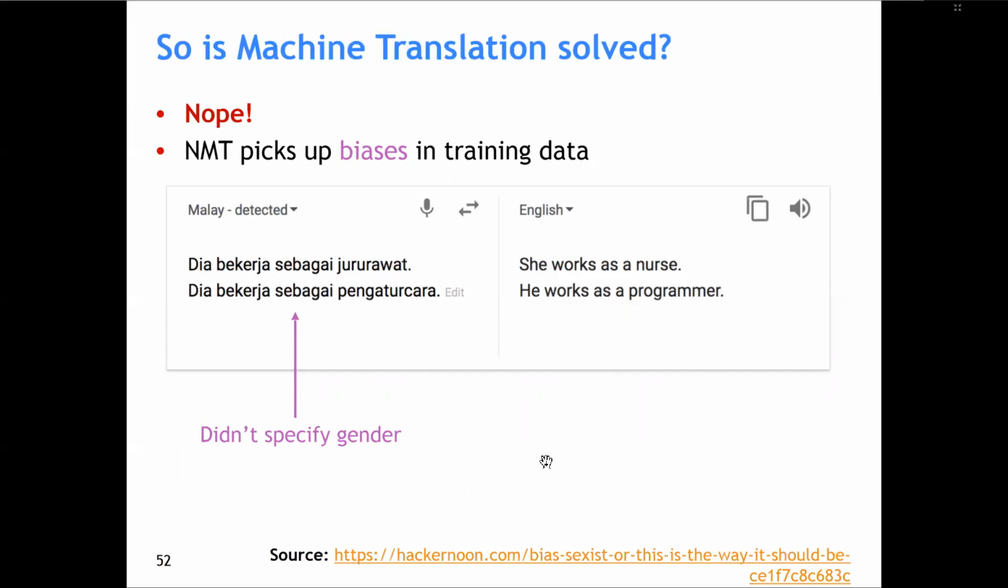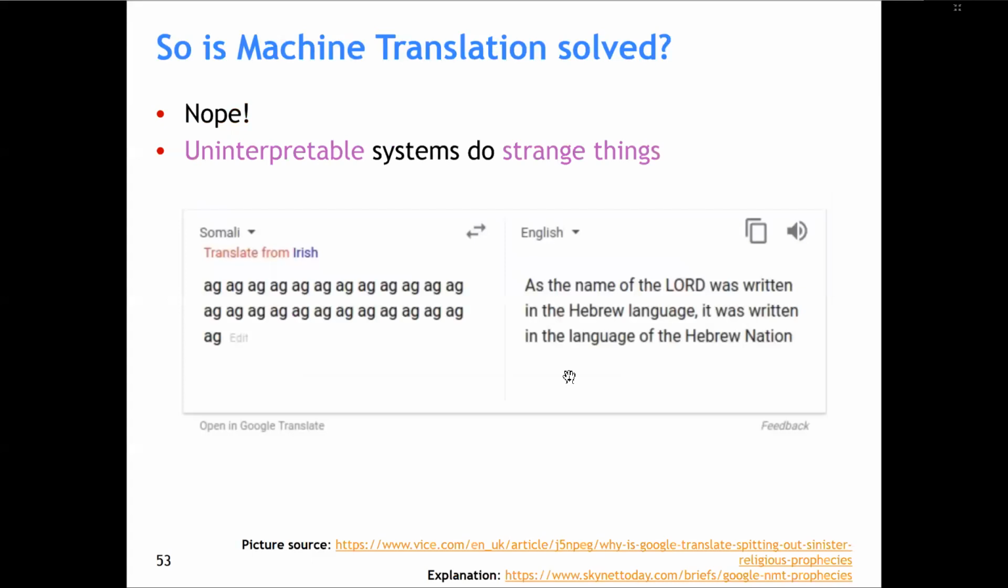Also, machine translation can pick up biases in the data. People usually say this for machine learning in general, not just machine translation. If there is bias in your data, machine learning models can magnify the bias, sometimes by three times more than in your data. For example, the source language doesn't specify any gender, but in the translation, it will give 'she' for the nurse and 'he' for the programmer.